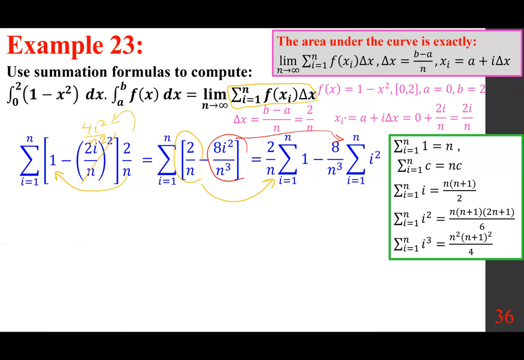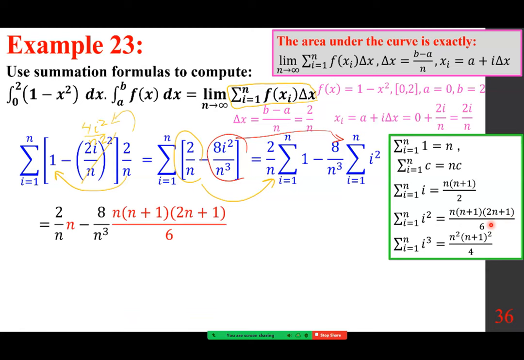Now we are ready to replace the summation of one with n, and the summation of i squared with n times n plus 1 times 2n plus 1 over 6. Let's do that. Remember, we want to take a limit. So we are interested in the first step.